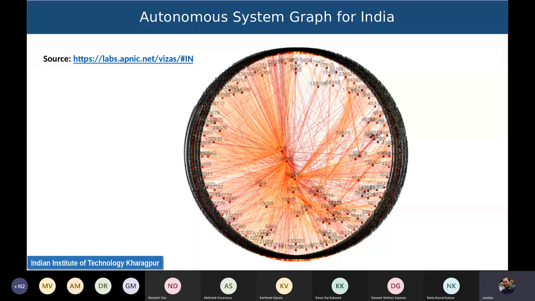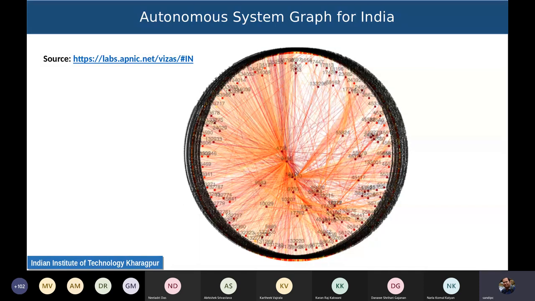In APNIC's website, you can look into the different networks, different autonomous systems, and you can find this country graph for India. You can actually zoom in and find out what these individual autonomous systems are. It will be interesting to go to that site and find out which one is the IIT Kharagpur network in this entire graph.